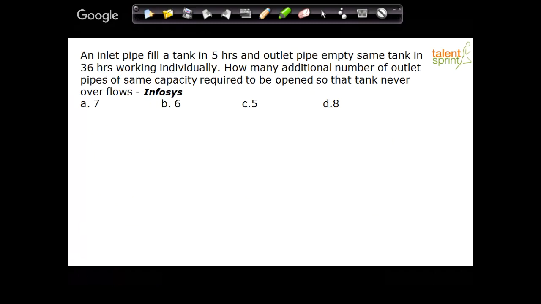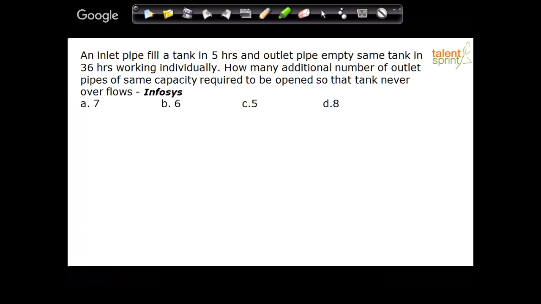So how do we solve this question? I want you guys to try it and give me an answer. What concept will you use? Basically, there is one inlet pipe and one outlet pipe. Now, the tank should not overflow. So for that, you are adding a few more outlet pipes so that the tank doesn't overflow, and we have to find out how many outlet pipes we should add. I'll give you guys a few minutes. Try and give me the answer.